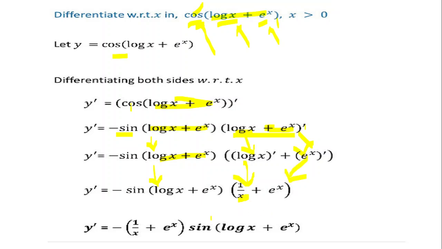So the final answer will be: minus will be there, don't leave the minus, because cos differentiation will be minus. So minus into 1 by x plus e power x into sin of log x plus e power x. So directly you can solve it. Cos differentiation is minus sin of log x plus e power x, into log x differentiation is 1 by x, plus e power x differentiation is e power x. Directly also you can solve this one.